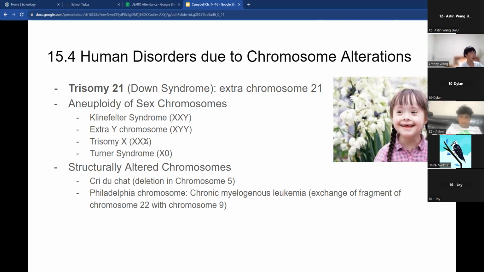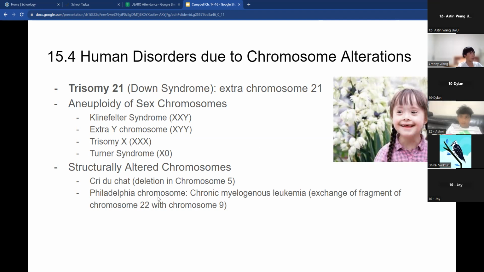Trisomy X, I forgot to read up on this. I don't think this one is that important either. But Turner syndrome, these are females with only one X chromosome. Generally, because they're lacking an X chromosome, they will have underdeveloped reproductive systems, though most of them will be sterile. But other than that, I'm not sure if there are other major phenotypic effects.